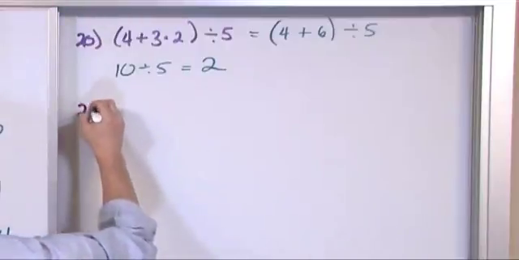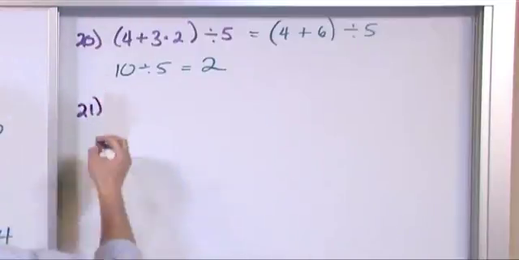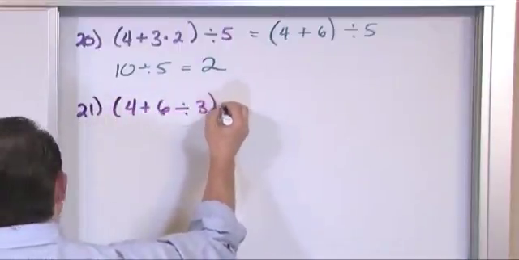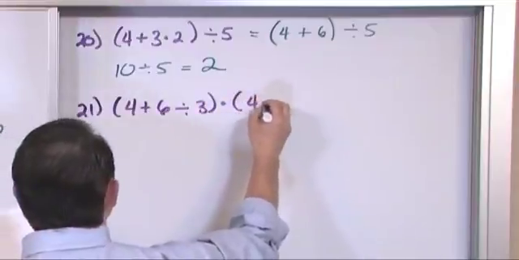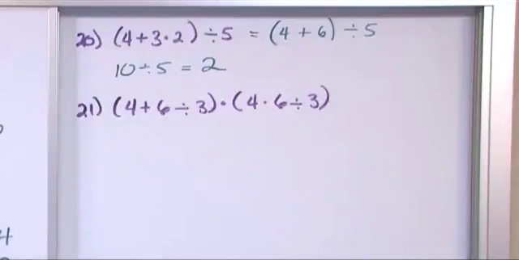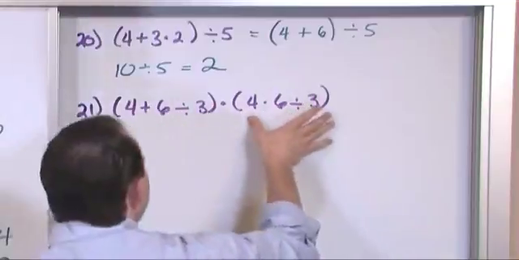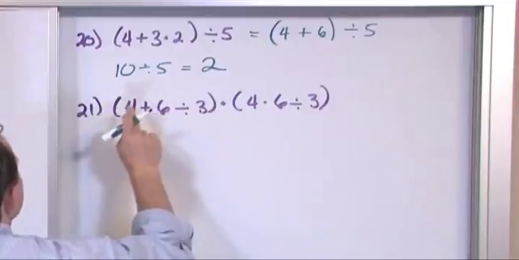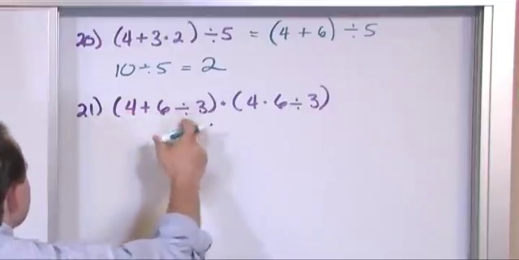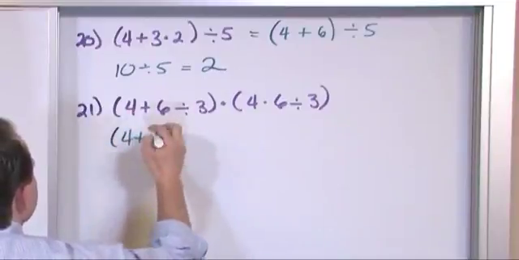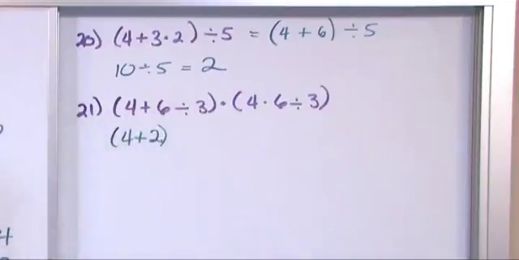Okay, 21. Let's say we had 4 plus 6 divided by 3, multiplied by 4 times 6 divided by 3. So we have two things multiplied together, and both of them are basically inside of parentheses. So we have to evaluate inside the parentheses first. But again, inside of this parentheses, I've got addition and I've got division going on. I have to do the division first. So what I'll have is 4 plus 6 divided by 3 is 2.